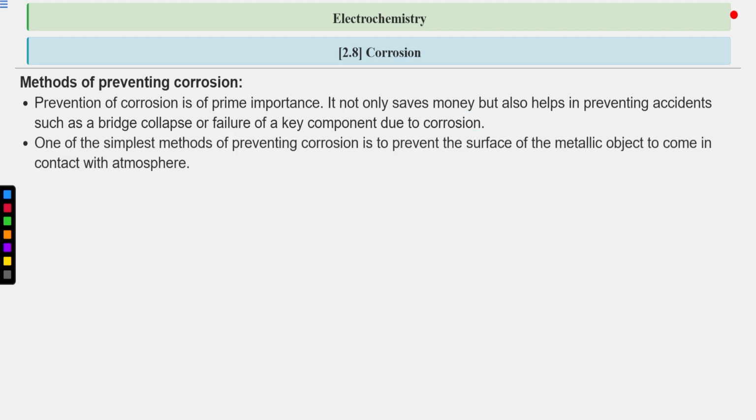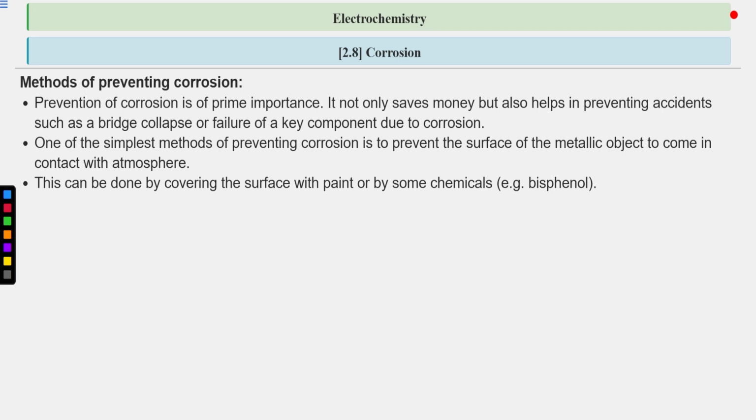So one of the simplest methods of preventing the corrosion is to prevent the surface of the metallic object from coming in contact with the atmosphere. As I said, everything we can't put in the room. Some things have to be inside, something has to be outside, right? In the open atmosphere, like bridges. Bridge is the most familiar example. So the simplest method is that you don't put the metallic objects in contact with the atmosphere. Okay, simplest method is that. But this can't be possible in every case.